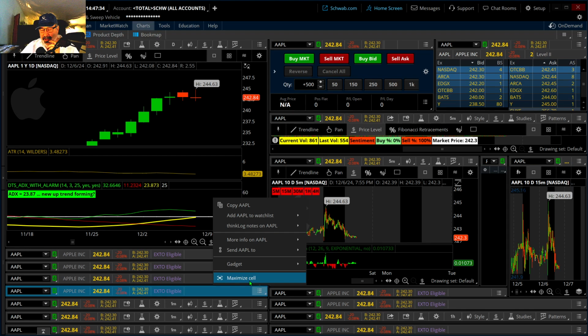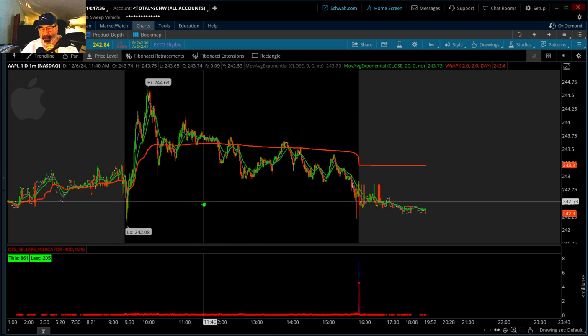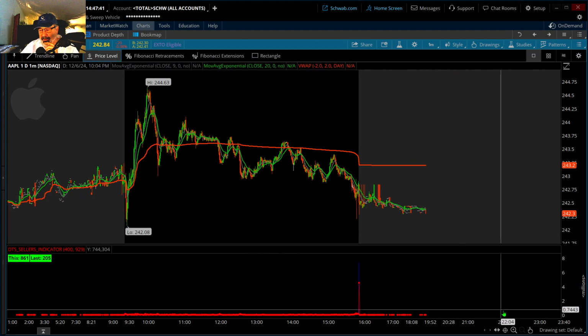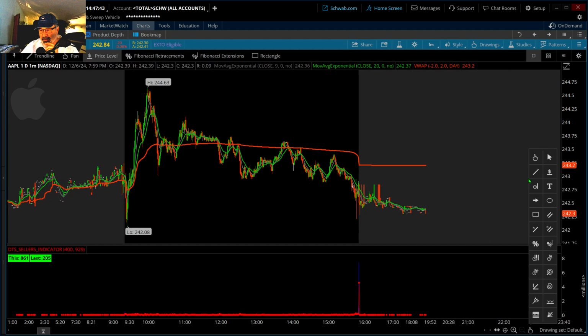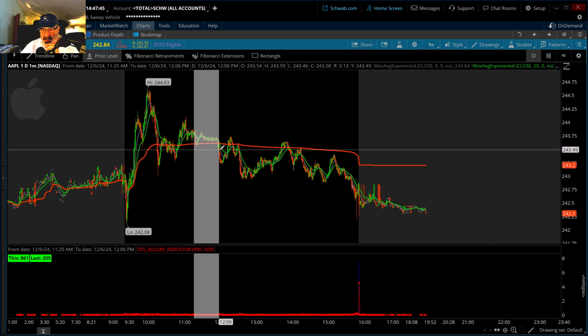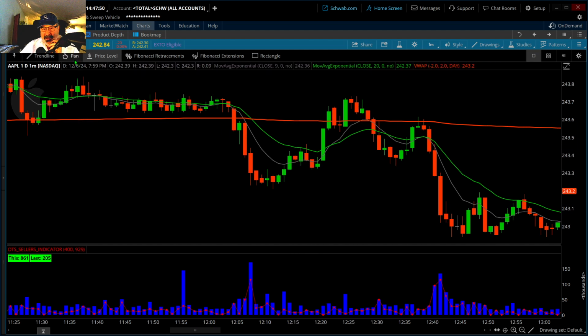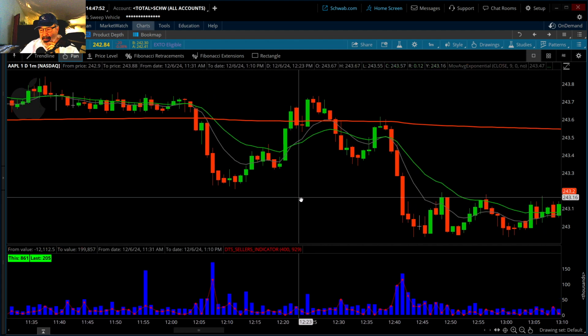So now we go on to the next one. Now, this is one that I came up with myself, if I do say so myself. Very happy with it. And this is called the seller's indicator. Now, what's different about this?